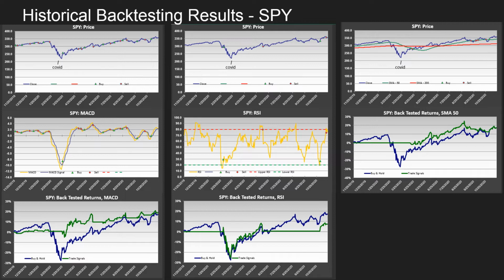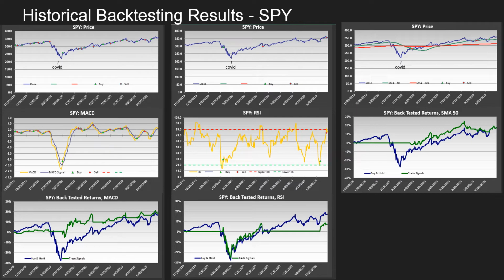The backtesting assumes we're not holding positions before the start of the test. The last chart on the right is the 50-day moving average. On the top right chart, we see the 50-day moving average, which is the green line, does not cross above the blue price line until after the COVID crash.